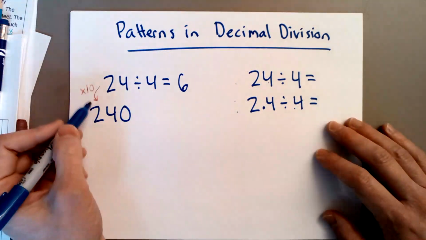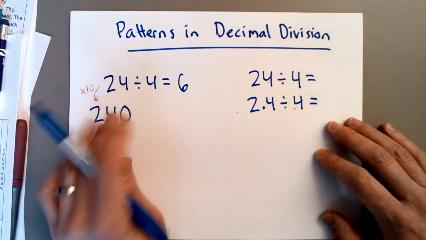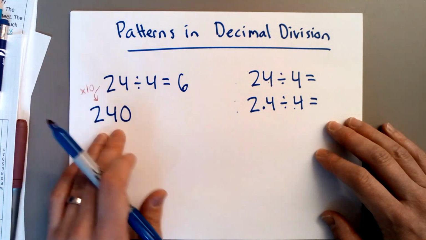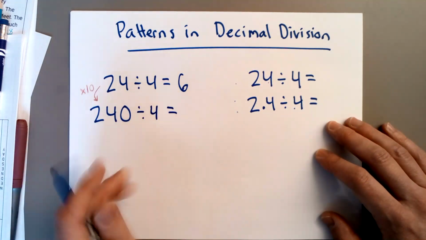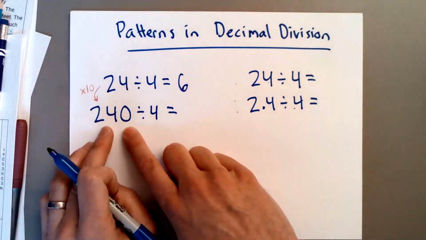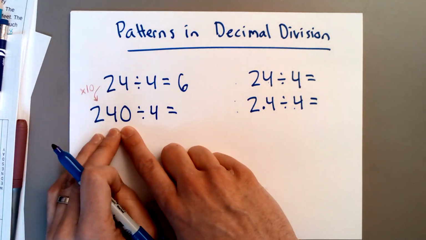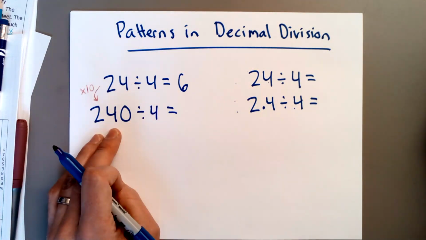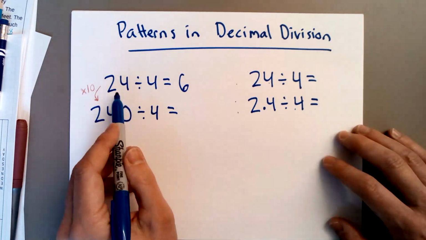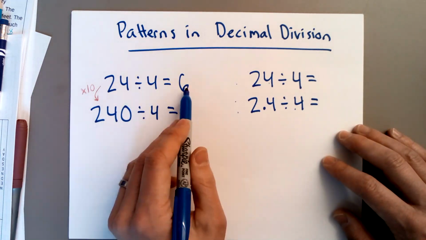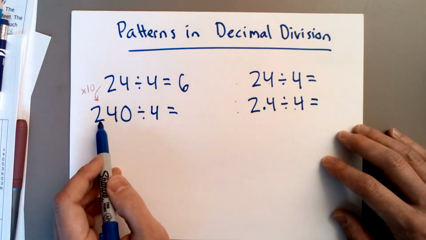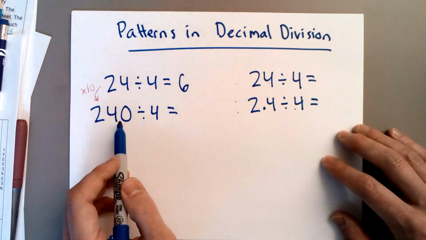I know it's 10 times larger because each of these digits has moved one place value up. So now 240 divided by 4. So I have 10 times as many items to divide. For example, I got 24 cookies and I'm dividing them onto 4 plates. Each plate gets 6 cookies. But if I have 240 cookies, that's a lot of cookies.